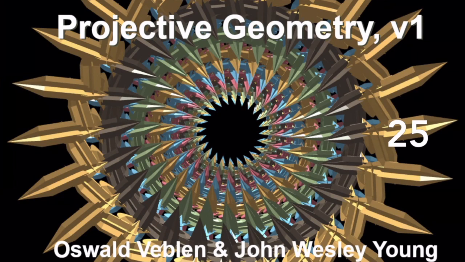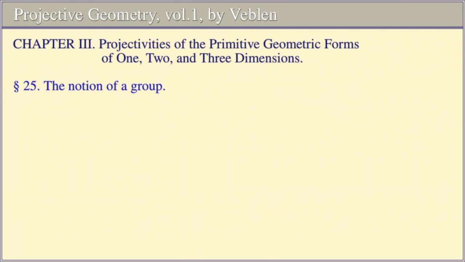Projective Geometry, Volume 1, by Oswald Veblen and John Wesley Young. Chapter 3, Projectivities of the Primitive Geometric Forms of 1, 2, and 3 Dimensions. Section 25, The Notion of a Group.